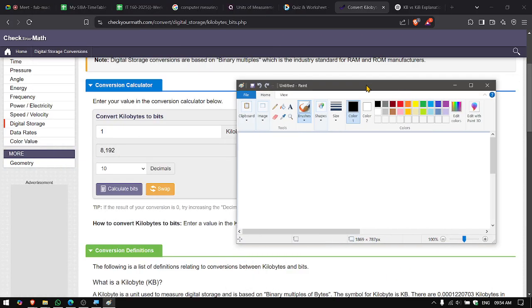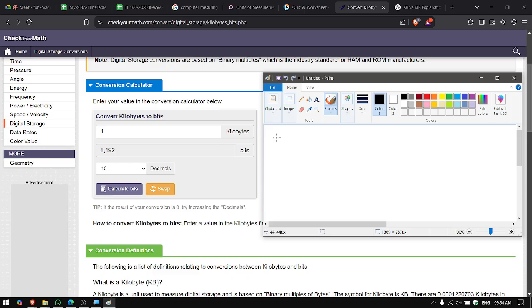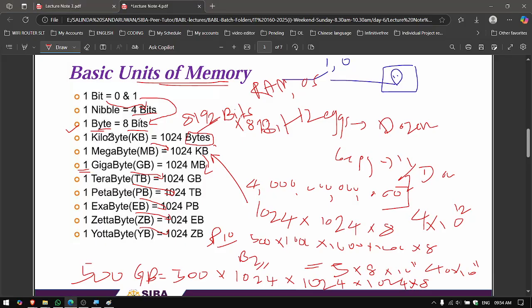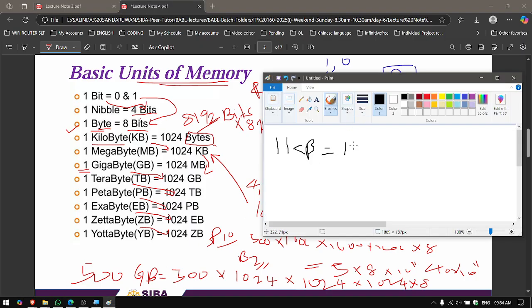Okay, so here, 1 kilobyte. First you draw: 1 kilobyte equals how many bits? So go to the chart. 1 kilobyte equals 1024 bytes. So 1024 bytes. Why are we using bytes here?